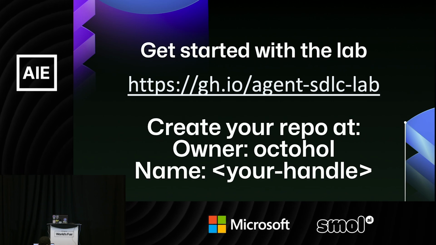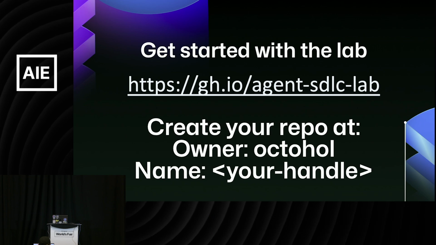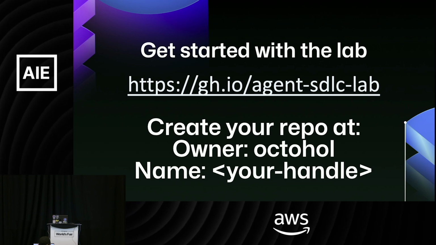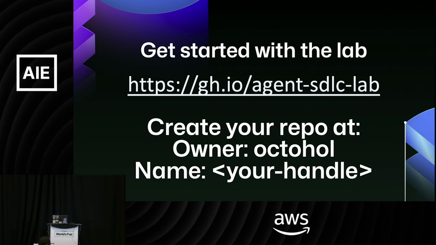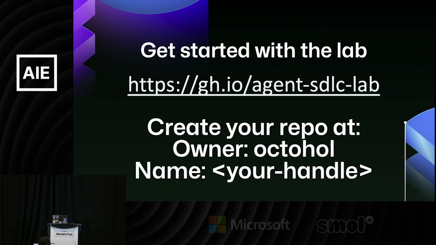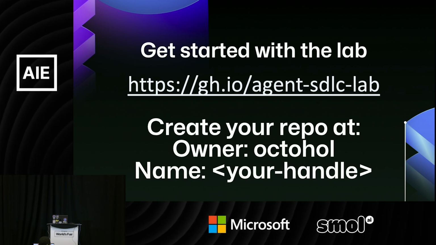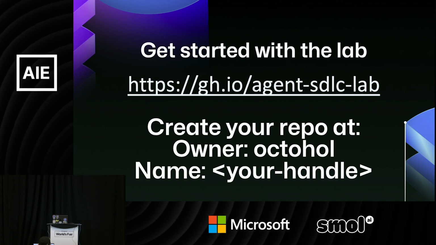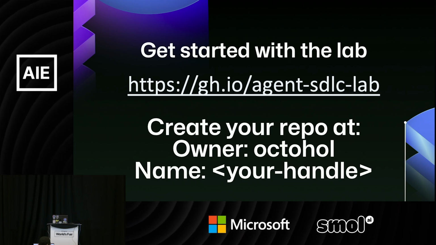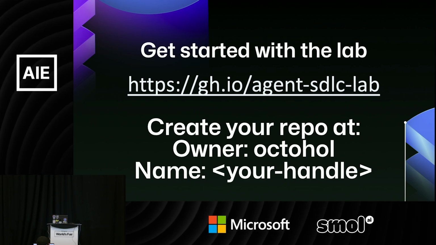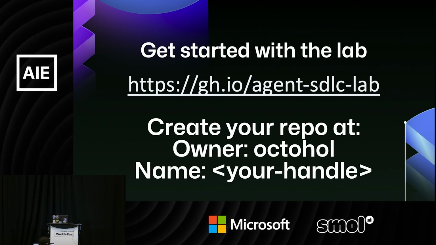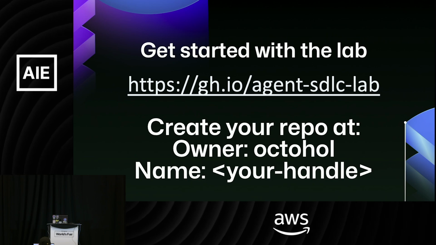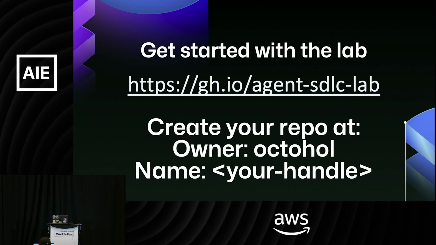So start at 0. OK, so here's what we need to do. You see the URL up at the very top there, the gh.io? It looked like we didn't, it should be SDLC. So let's go ahead and just try that again.